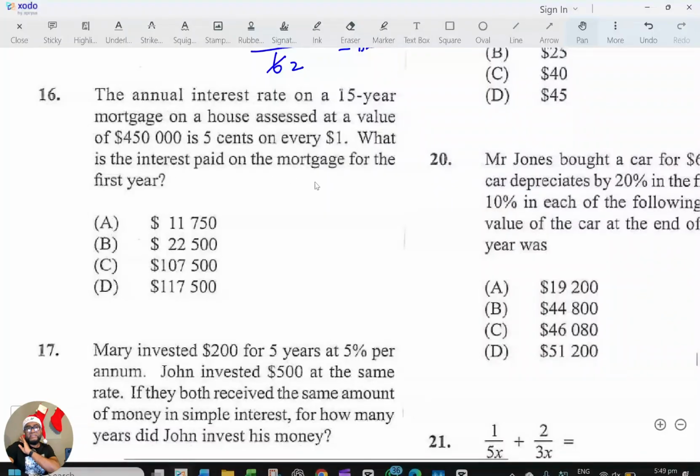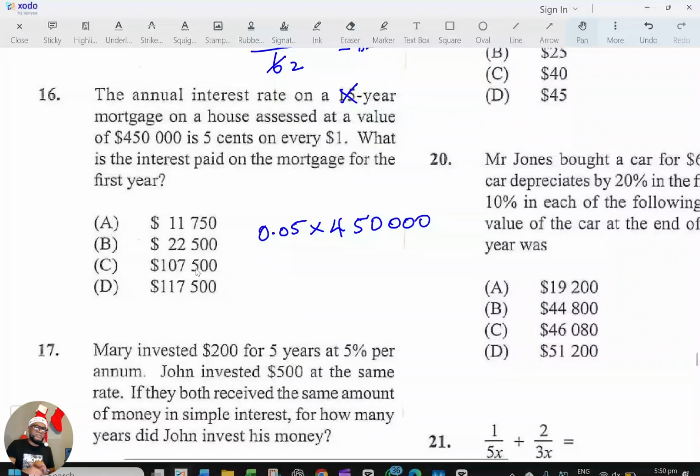What is the interest paid on the mortgage for the first year? The 15 years had nothing to do with the question. They just want to know the interest paid for the first year. The house is assessed at a value, and the annual interest is 5 cents on every dollar. So 5 cents is actually 0.05 multiplied by 450,000.